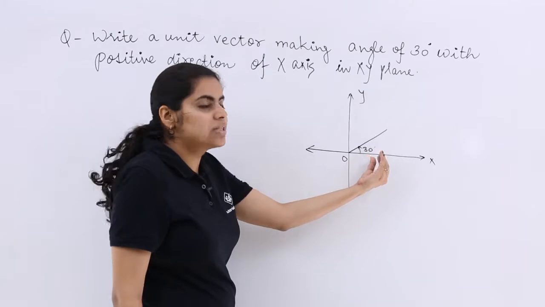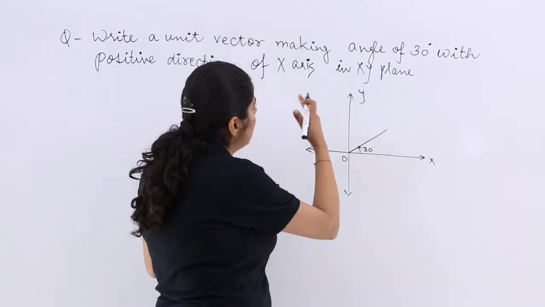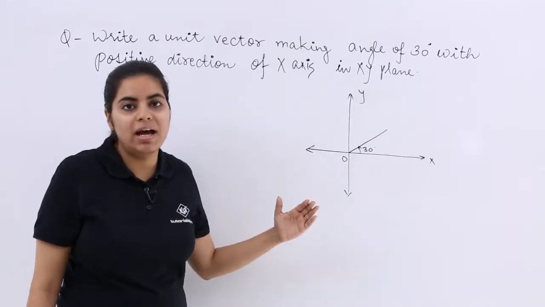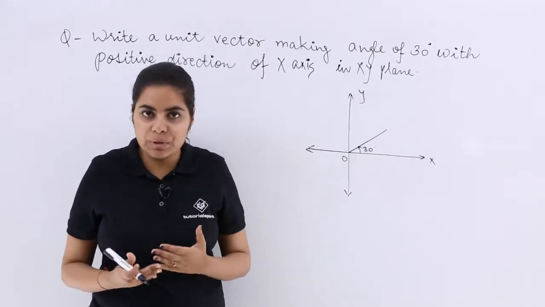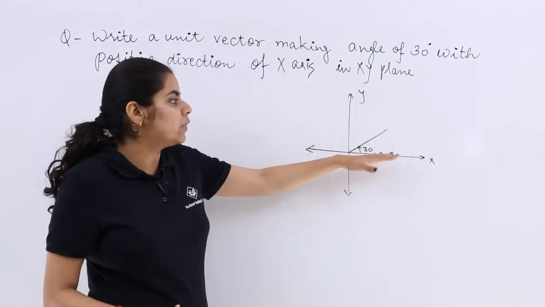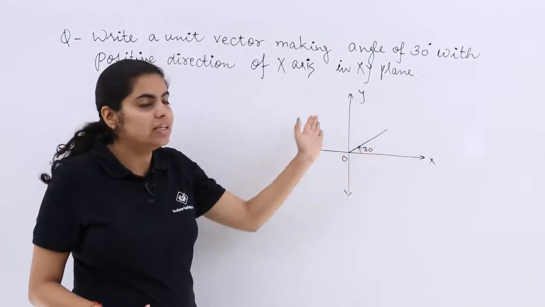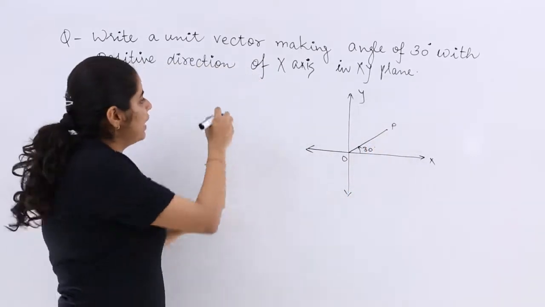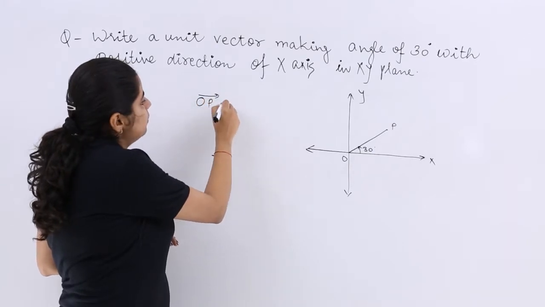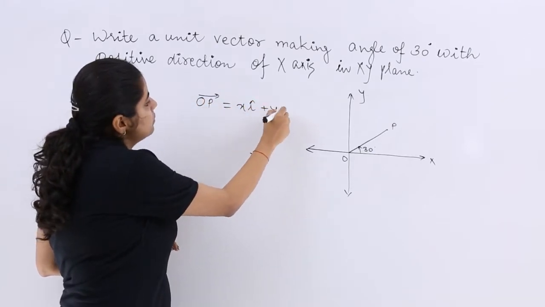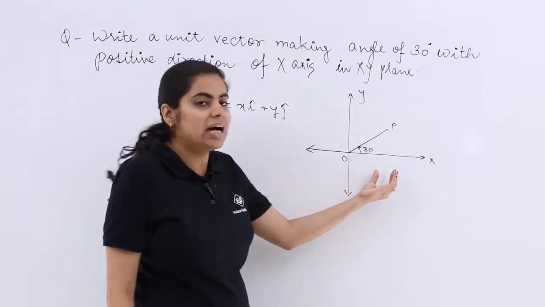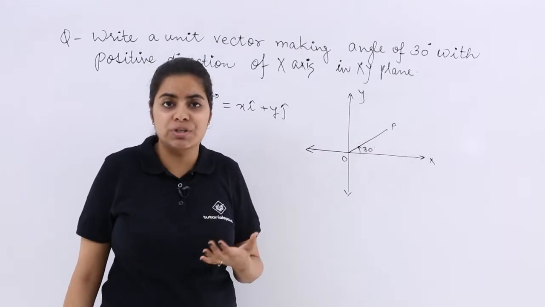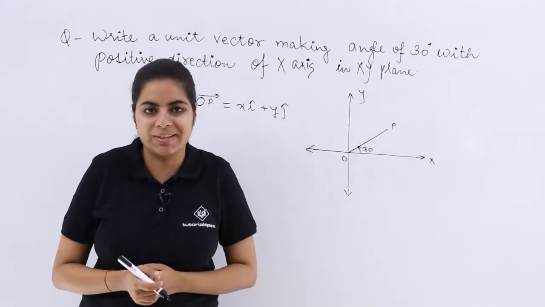Now, when this is associated with 30 degrees angle and I have xy plane, now in xy plane I know that if I have to find out the components in 2 dimensions, one component should be along the x-axis, the other component should be along the y-axis. Suppose this is the point P. How do I write OP? OP is nothing but x i cap plus y j cap, where x and y are individually the components along the x-axis and y-axis respectively of this given vector.